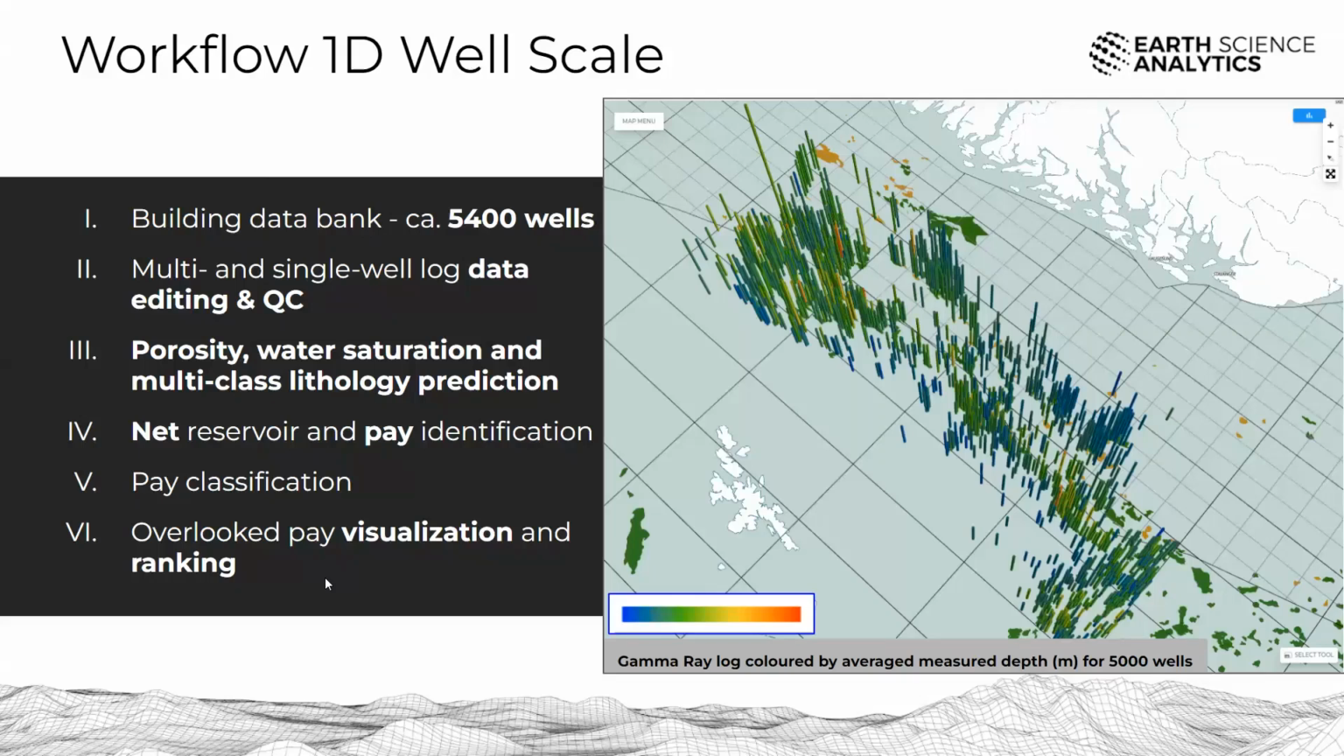And once we have those elements in place, then we can go and calculate net reservoir for a formation. We can then calculate the average net to gross. We can also identify pay and calculate the average water saturation of that pay, for example. So once we have all these pay intervals, it's all about classification of the pay and how we use and visualize and rank these pay classes.